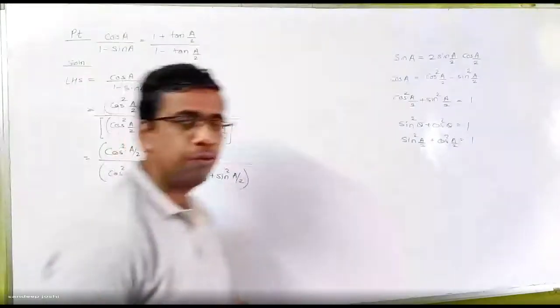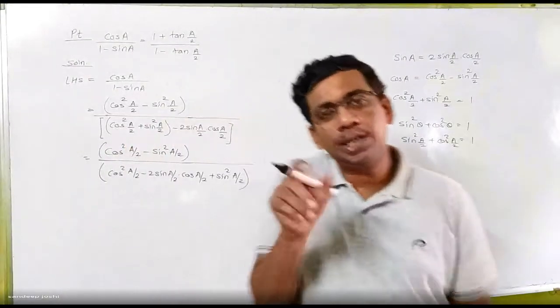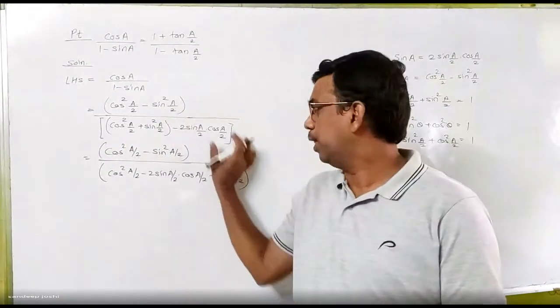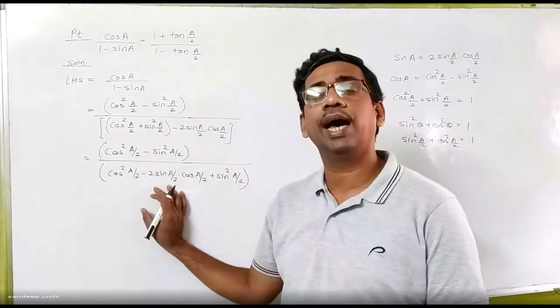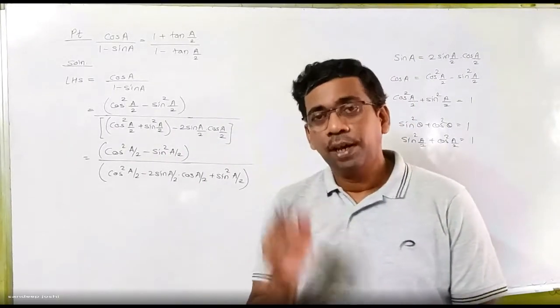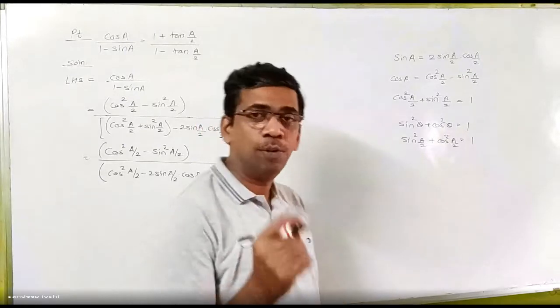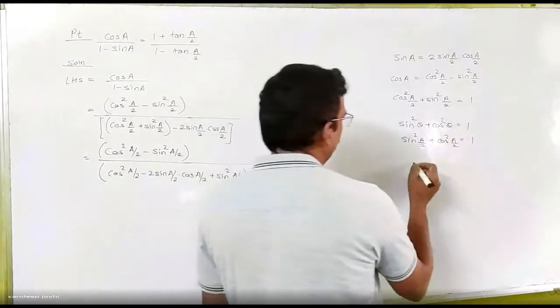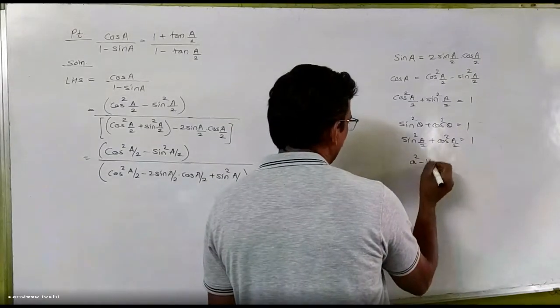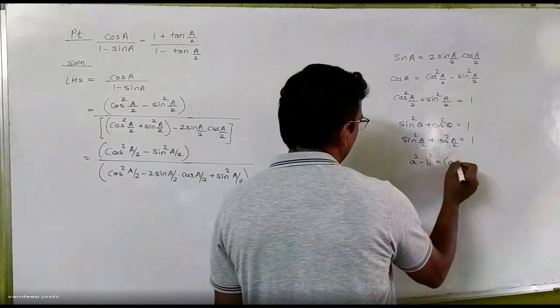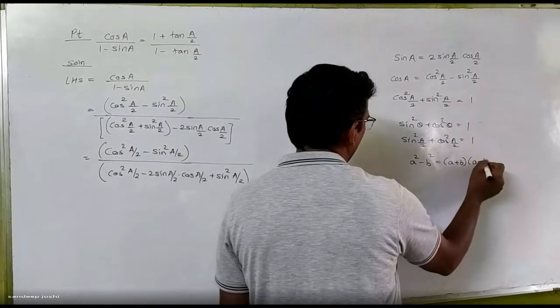Please observe it carefully. What I've done, in a square plus b square, I have taken the last term and inserted it as a middle term. If you go to the very basic formulas we have studied from childhood, a square minus 2ab plus b square can be written as a minus b whole square, and a square minus b square can be written as a plus b into a minus b.